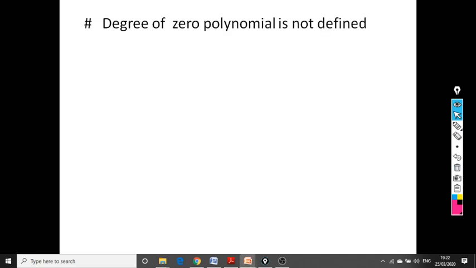Now there are certain important points to be discussed. The first important point here: the degree of a zero polynomial is not defined. Before this, I will discuss what a zero polynomial is. The number 0 is known as the zero polynomial and its degree is not defined. We will explain this concept with a few examples.